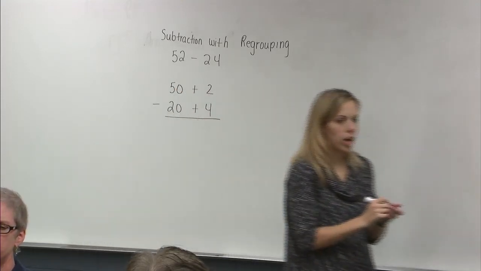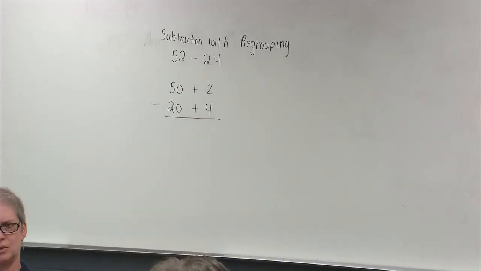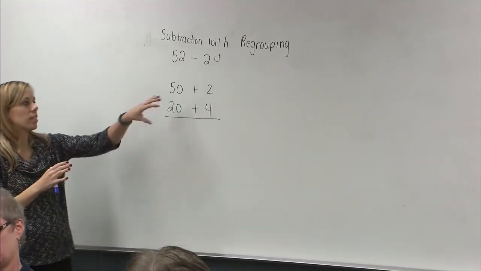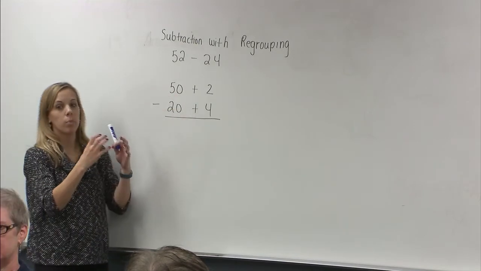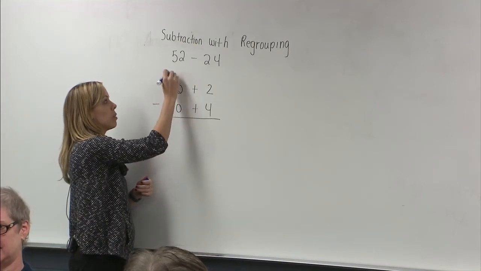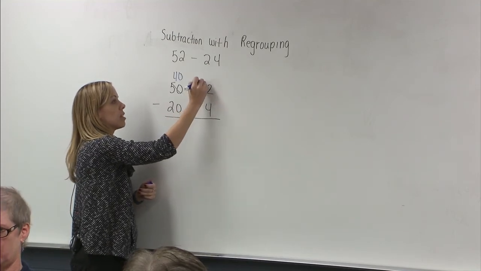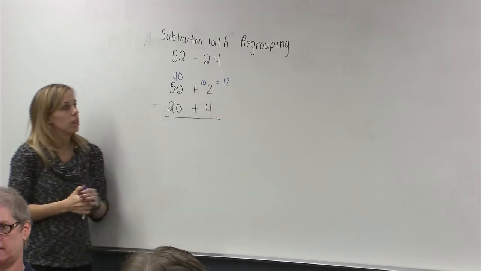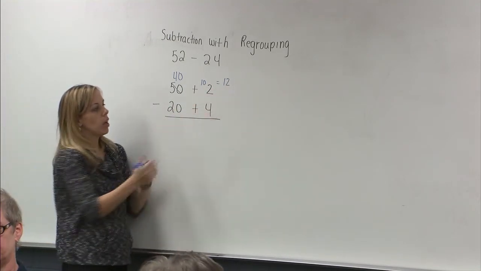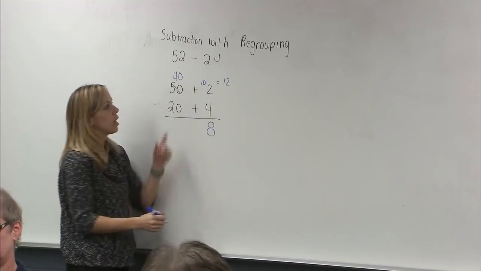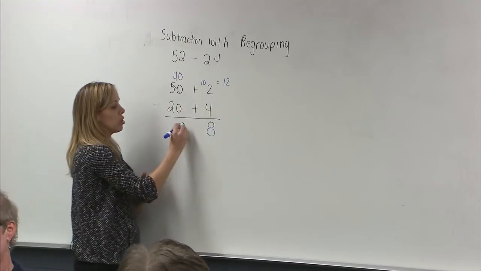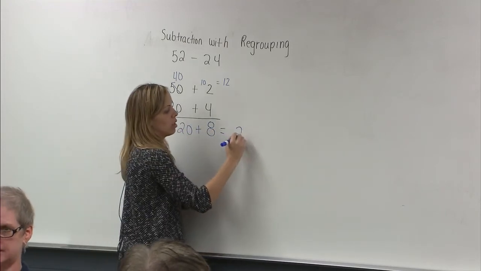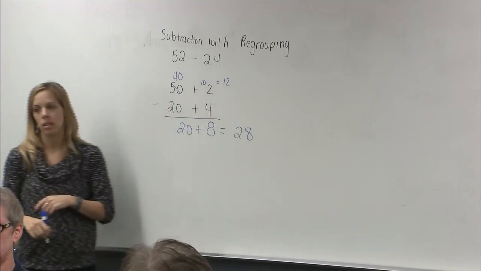So I'm trying to do this subtraction, and I know that I can't do 2 minus 4, so I have to borrow from the next group over. And so now looking at this, I see that this is 50, and I have to borrow from the tens, so this is going to become 40, and I'm going to add the 10 over to this column, which gives me 12. Then we can do 12 minus 4, which is 8. And then we can do 40 minus 20, which is 20. So my answer, when I add my tens and my ones, is 28.